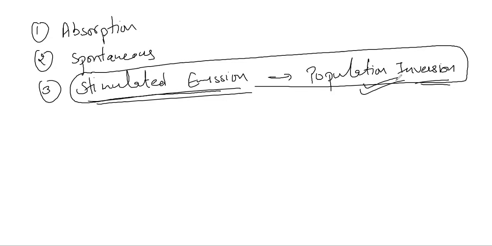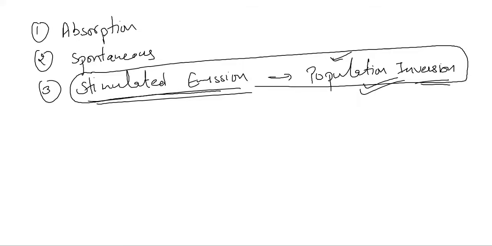So it could be anything. It doesn't have to be one particular kind of material. It could be solid, gaseous, or liquid. It could be a collection of atoms, a collection of molecules, or a collection of gaseous atoms also. Our main aim is to achieve population inversion in that particular collection of atoms or molecules.